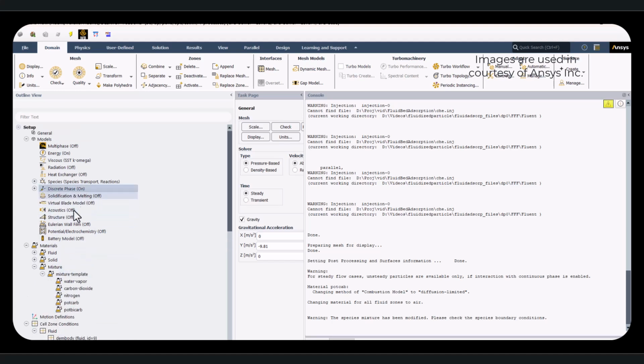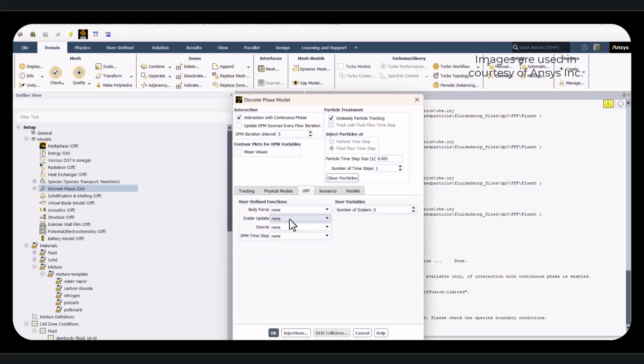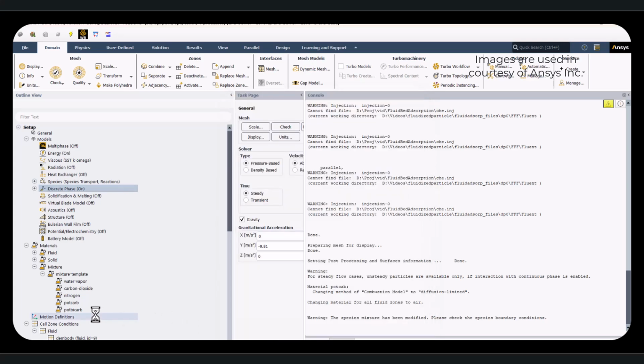So I'll be using the mass weighted mixing laws for all these things, and then I'll go to my injections. I'll turn on discrete phase with unsteady particle tracking for one time step, and I'm not using anything right now. I'll increase the number of steps so that nothing will go into an infinite loop. It will be updated for the loop.